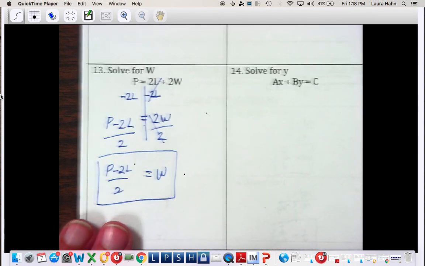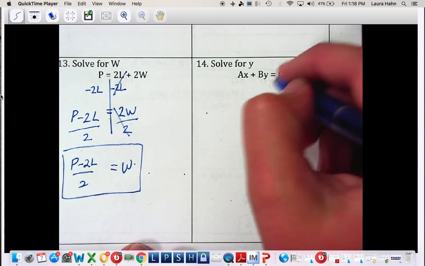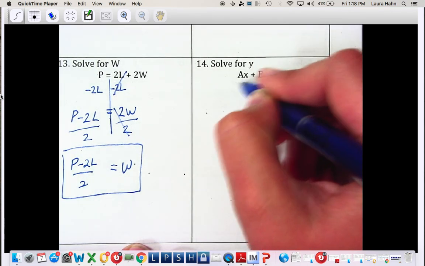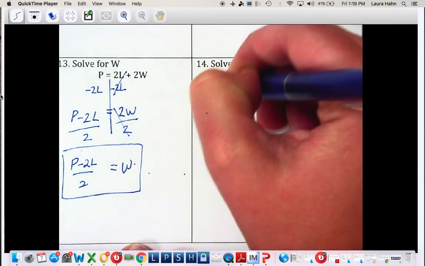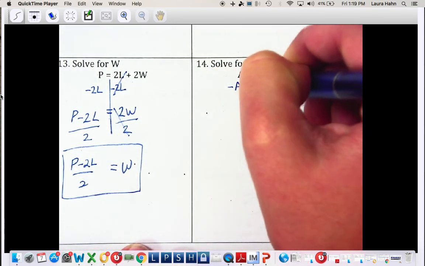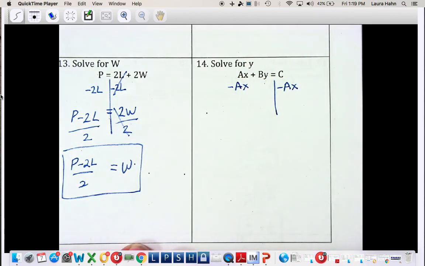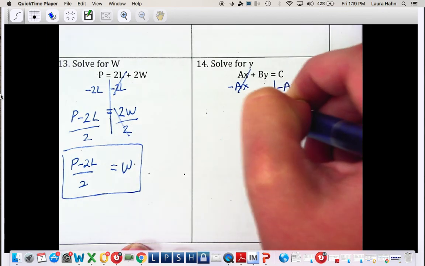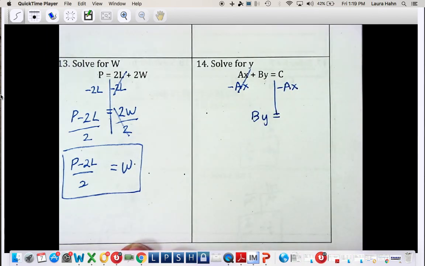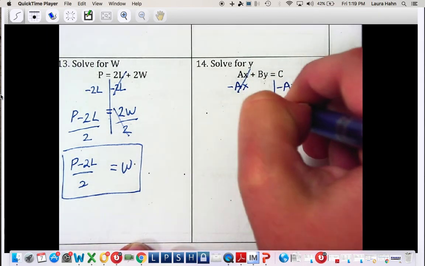All right, let's get Y by itself. So if I want Y by itself, I need to get rid of the AX and the B. So let's get rid of that AX first. It's a positive AX, so I'm going to take away an AX. What I do on one side, I do on the other. AX cancels, so BY drops down. C minus AX, I'm going to write long ways.